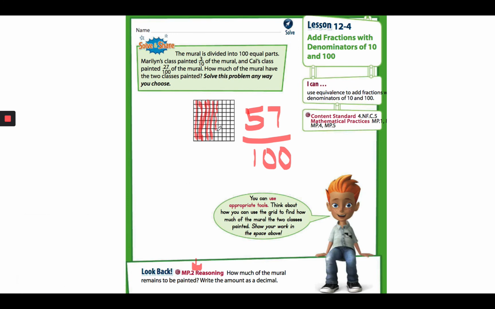And so we've got 1, 2, 3 right there. So we've got 3 right here. And then 10, 20, 30, 40. So we have 43 hundredths has not been painted. And if we add these up, we'd have 100. We have 57 plus 43 is 100. So 100 hundredths would mean the whole mural.